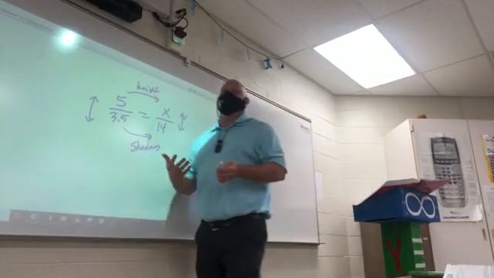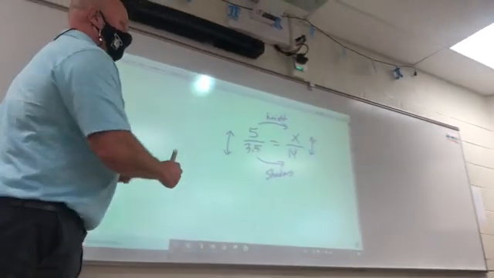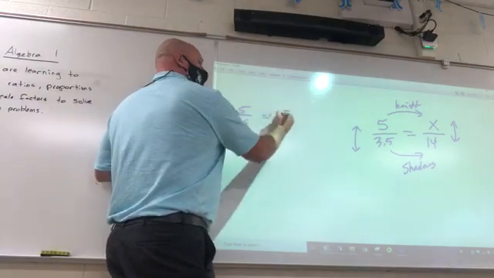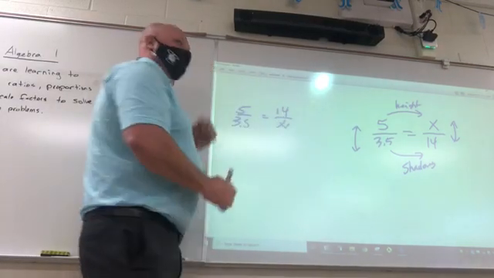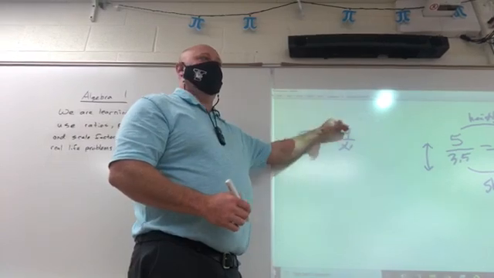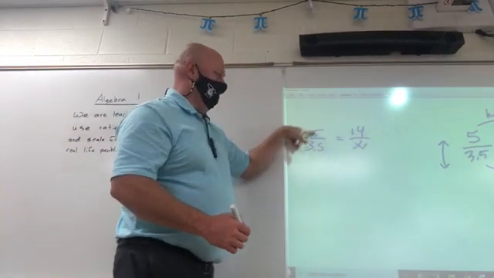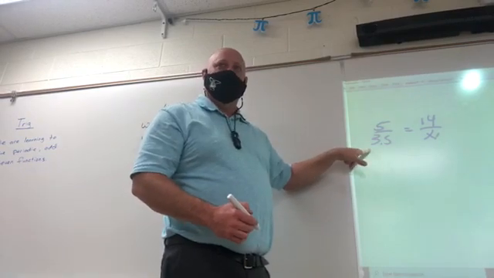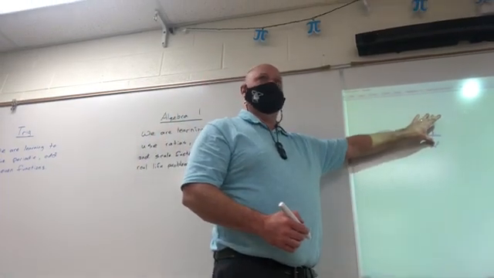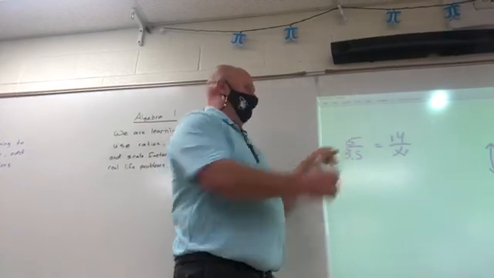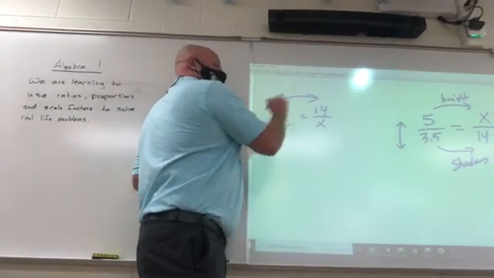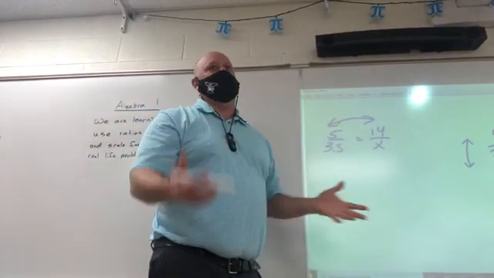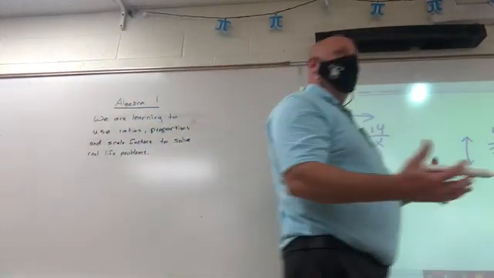The only thing you got to be careful of is not doing something like 5 is to 3.5 as 14 is to x. Why would this be incorrect? 5 still goes with 3.5, that's still a person and his shadow. But what's wrong with this one? Is there a relationship going this way? No, this person's height, that thing's shadow, there's no relationship there. But I think we're good with those, yes?